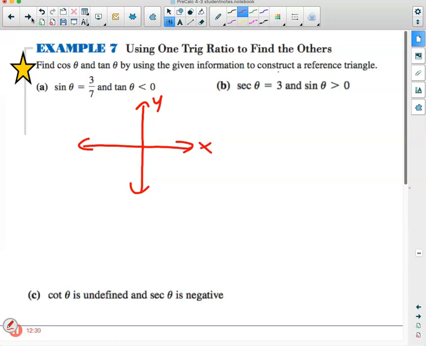And the first information I notice is sine is positive, because this is a positive 3/7. But look at that. Tangent is supposed to be negative. They're trying to tell me what quadrant I should look for this. So I quickly do my plus, plus, plus, plus, minus, minus, minus, minus, plus, minus, plus, minus, to start myself on the right track. Now, sine has to be a positive 3/7. That's either first or second quadrant. But tangent has to be negative. That tells me it has to be in second quadrant.